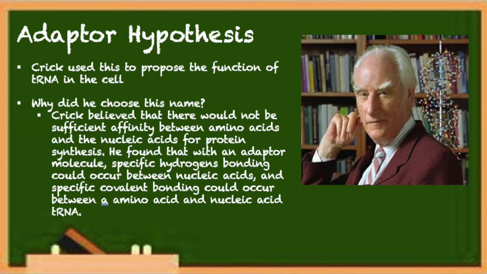He chose this name because he believed that there would not be a sufficient affinity between amino acids and nucleic acids for protein synthesis. He found that with an adaptor molecule, specific hydrogen bonding could occur between nucleic acids, and specific covalent bonding could occur between an amino acid and nucleic acid tRNA.